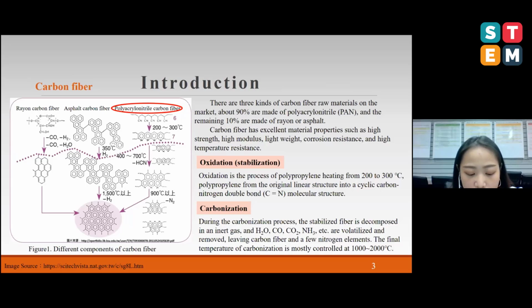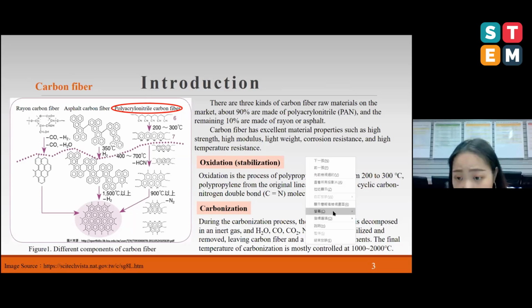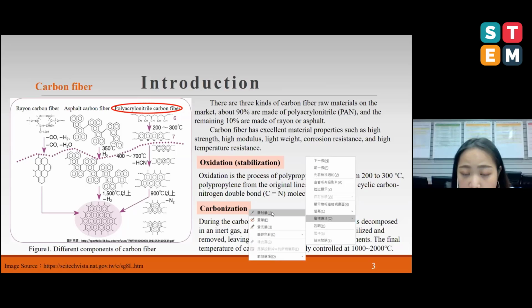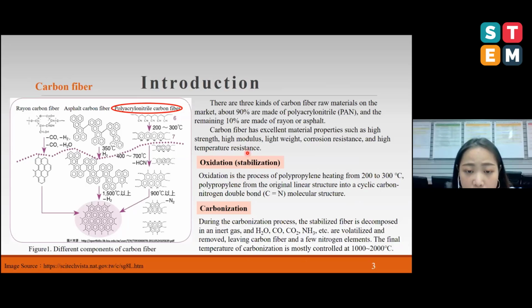So there are two processes to be polymerized from PAN to carbon fiber. We can see this one, oxidation, and the next one is carbonization. The oxidation process is affected by changes in the tension of the fiber, changes in temperature and the environment of oxygen.